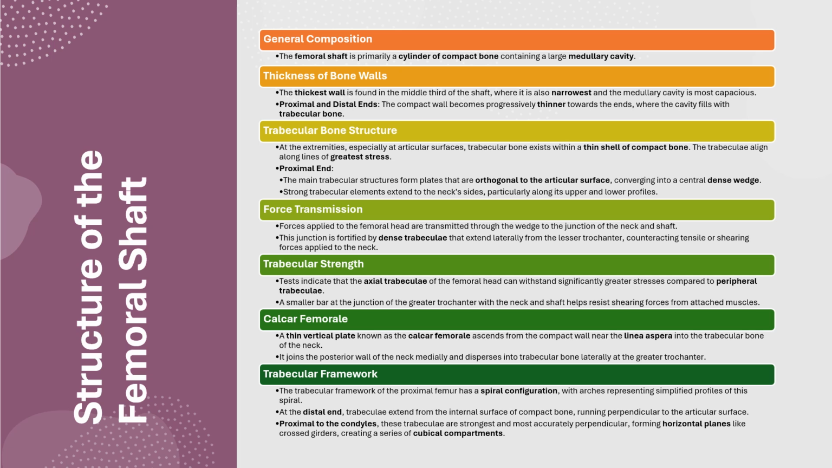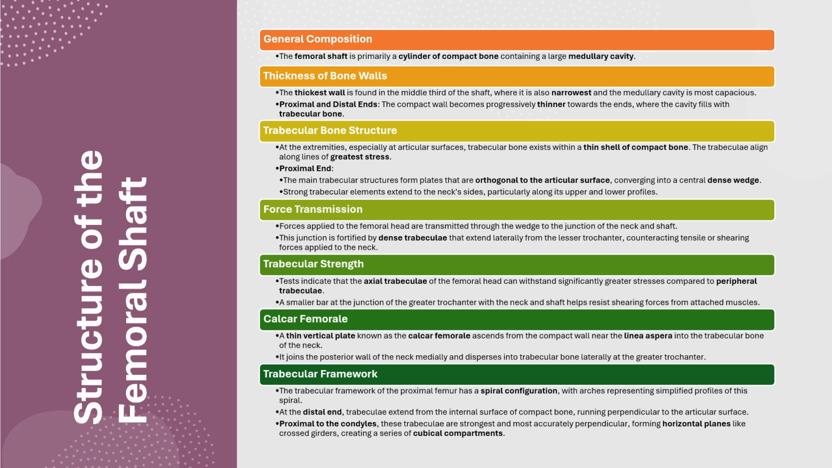from the attached muscles. Calcar femorale: a thin vertical plate, known as the calcar femorale, ascends from the compact wall near the linea aspera into the trabecular bone. It joins the posterior wall of the neck medially and radiates into the trabecular bone laterally to the greater trochanter.